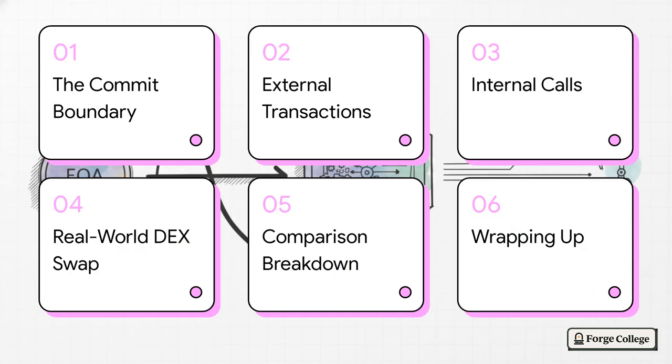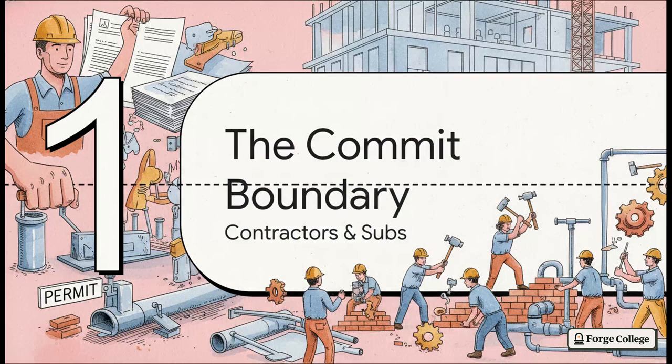1. The commit boundary. 2. External transactions. 3. Inside the internal calls. 4. A real-world DEX swap. 5. The comparison breakdown. And 6. Wrapping up. Section 1. The commit boundary, or general contractors versus subcontractors.